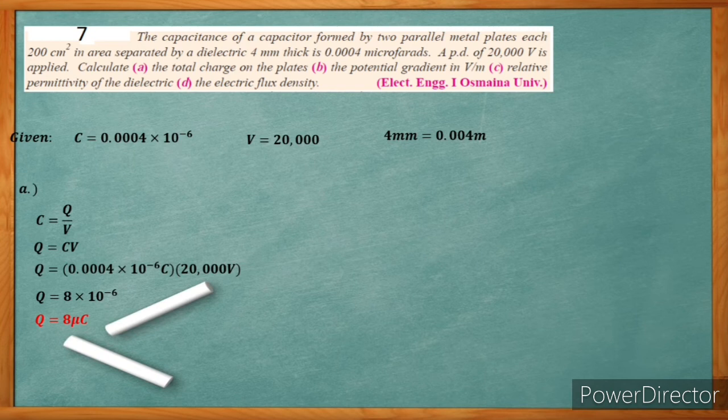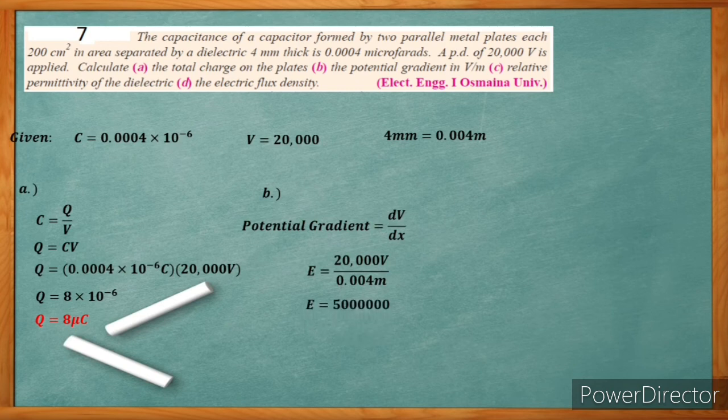And for the second unknown, the potential gradient in volt per meter. The potential gradient is also known as the electric intensity. For us to have the potential gradient in volt per meter, we'll be using this formula. Potential gradient is equal to dV over dx. So E is equal to the value of voltage, which is 20,000, over the distance, which is 0.004 meter. E is equal to 5 million, or E is equal to 5 times 10 raised to 6 volt per meter.